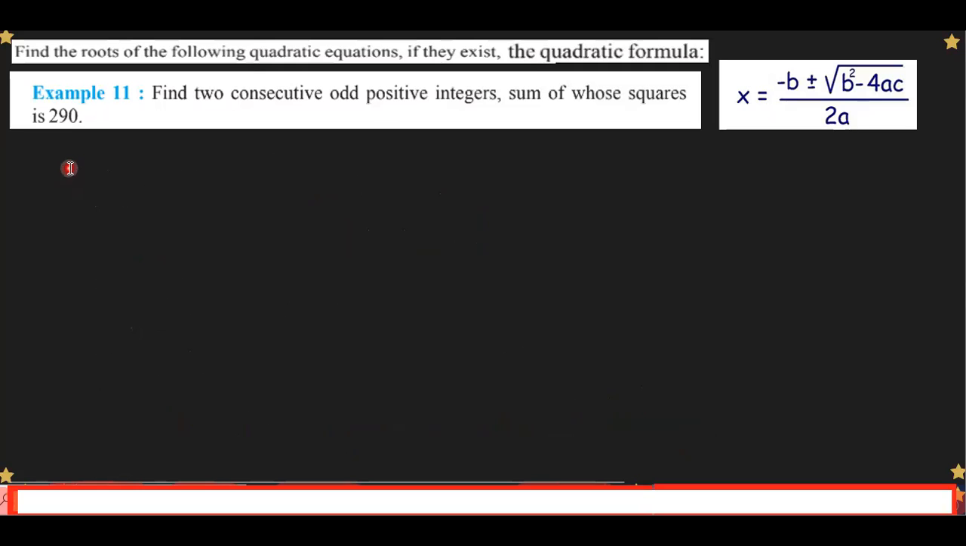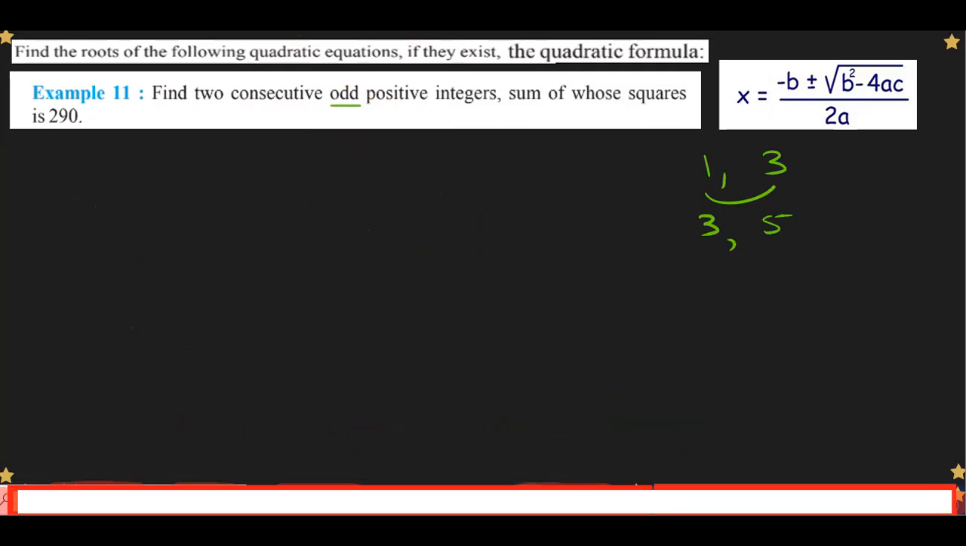Example number 11, very important. Find two consecutive odd positive integers. It does not mean this is odd. Positive integers means natural numbers, means odd natural numbers है और consecutive है। देखिए, if one number is 1, then its next odd will be 3. What is the difference? 2. If it is 3, next odd will be 5. What is the difference? 2.